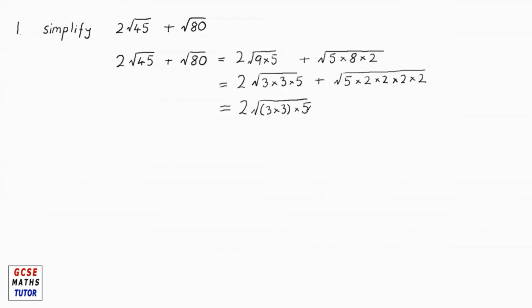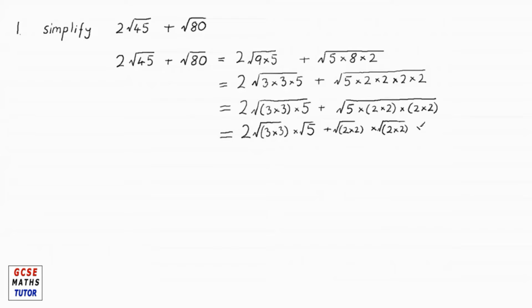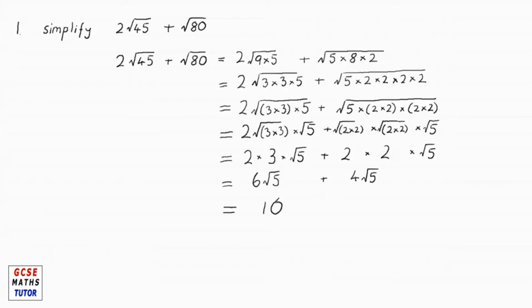in brackets times 5 plus the square root of 5 times 2 in brackets times 2 times 2 in brackets, which equals 2 times the square root of 3 times 3 in brackets times root 5 plus the square root of 2 times 2 in brackets times the square root of 2 times 2 in brackets times the square root of 5, which equals 2 times 3 times the square root of 5 plus 2 times 2 times the square root of 5, which equals 6 times the square root of 5 plus 4 times the square root of 5, which gives us our answer 10 times the square root of 5.